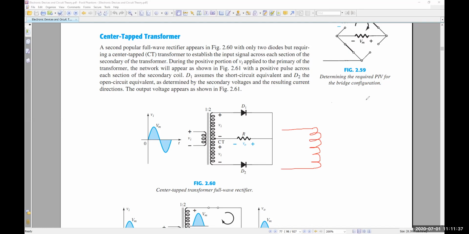So if I give 10, 1, 2, 3, 4, 5, 6, 7, 8, 9, 10. So will the voltage increase or decrease? Increase. How much? Double, right? Because the number of rotations is double. If the number of rotations is double, your voltage will be double, right? So if you give 10 volt here, how much volt will you get? Double. 20 volt, right?